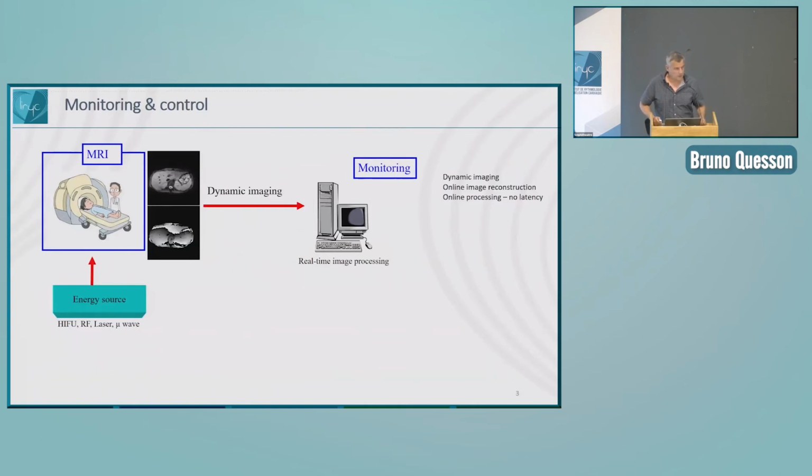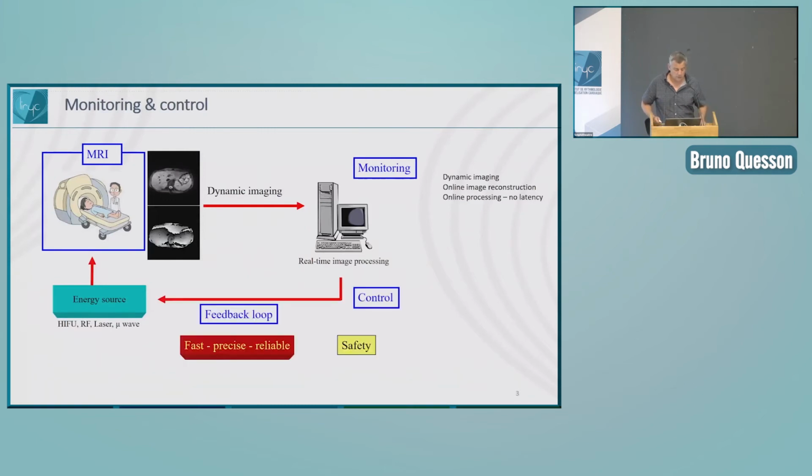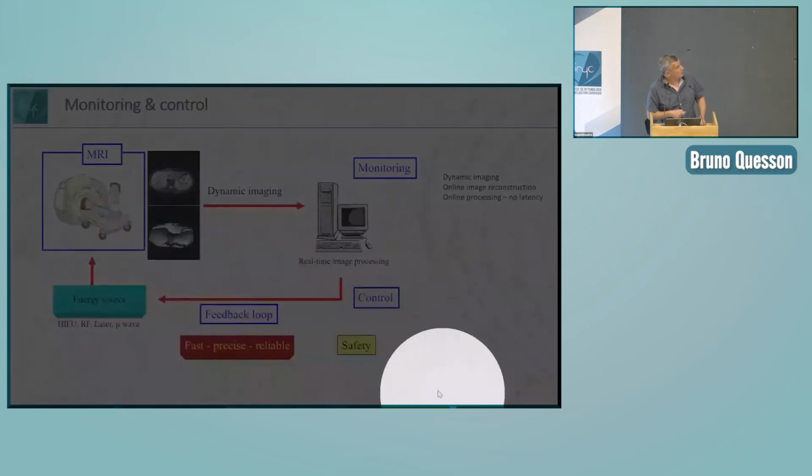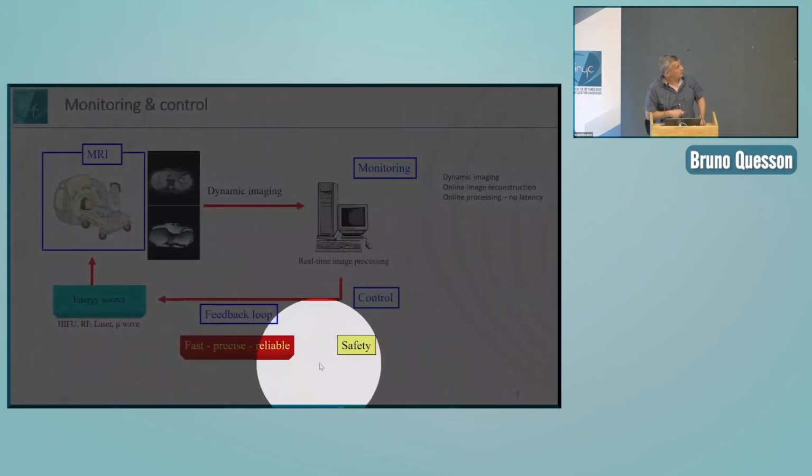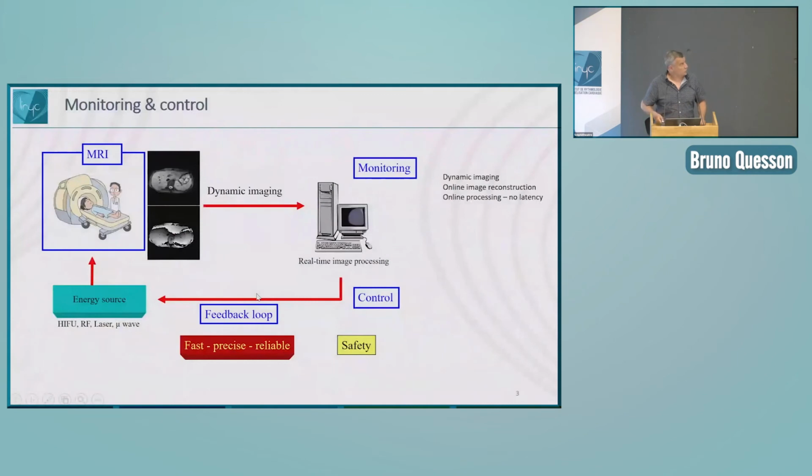HIFU stands for high intensity focused ultrasound, RF for radio frequency, laser is light, and microwave. And if you're able first to monitor, this is the first step, then the next step will be to control. The idea is that you can use the real-time temperature images that you collect and compute to adjust the energy deposition inside the tissue dynamically. So the idea is to increase the safety and to make a treatment much more reliable.